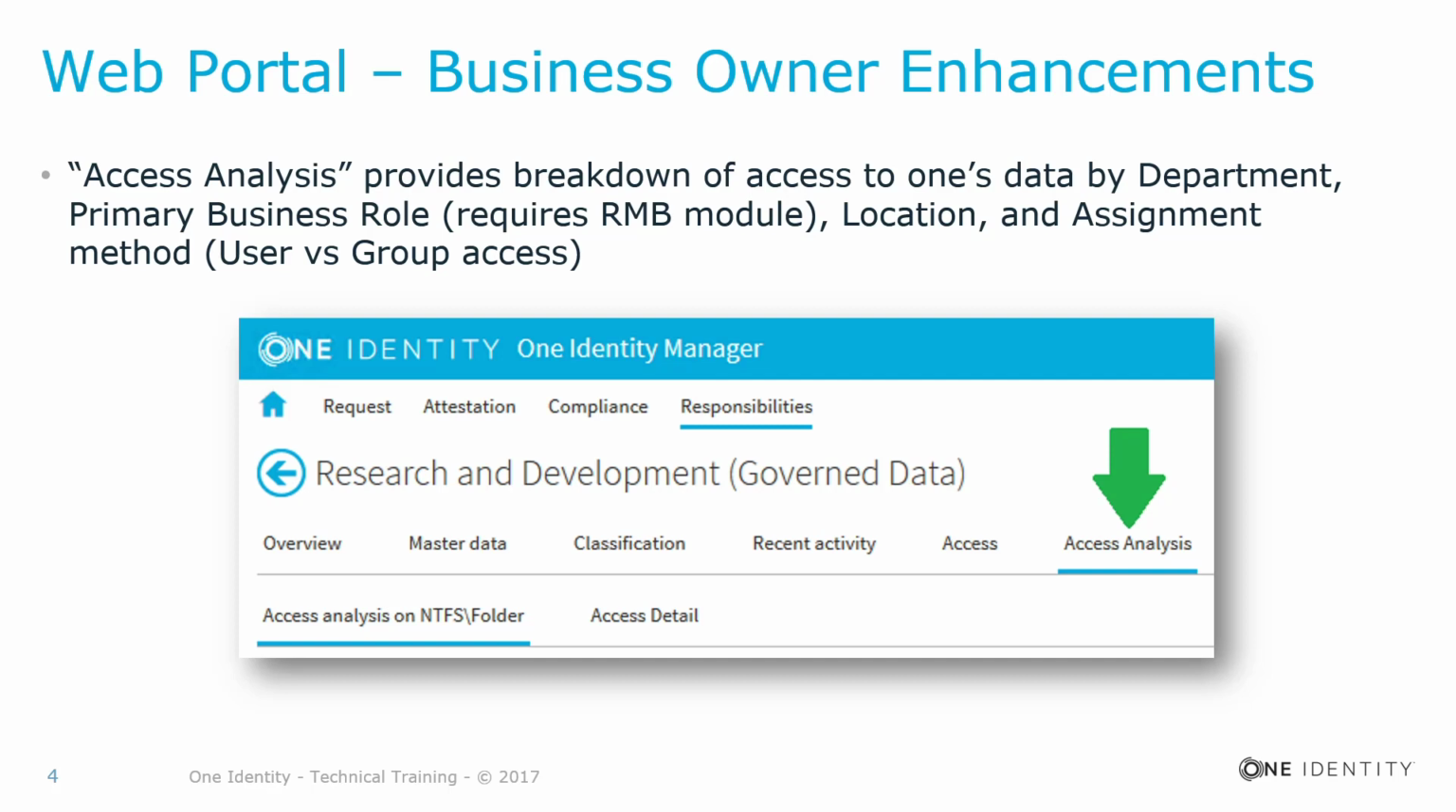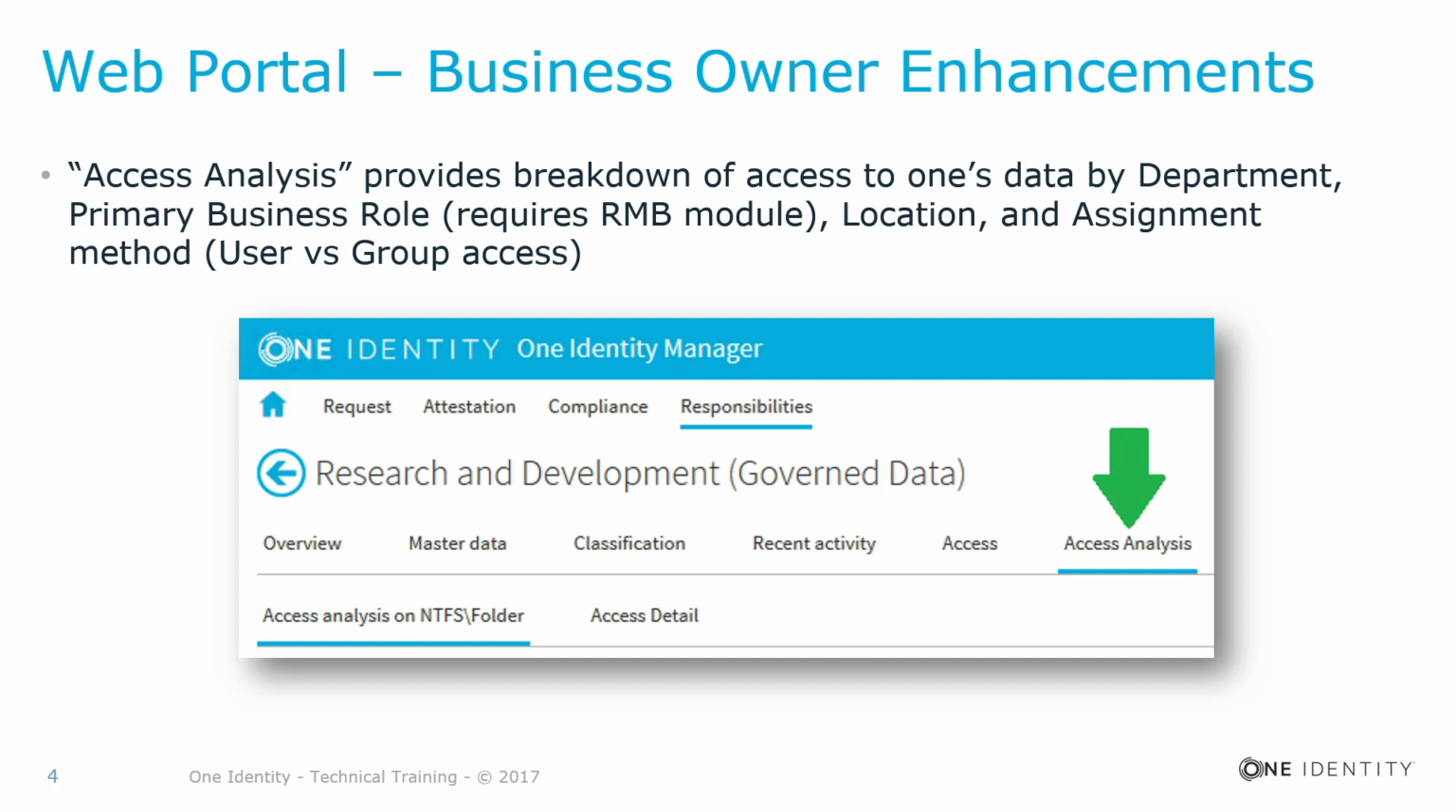And for any particular governed data, so here I'm focused on a folder that I own within a share called research and development, you see this new access analysis tab, and it's alongside the other ones that were previously there in previous versions of DGE, like master data and recent activity. So if you're collecting activity on your file system shares, that would show up there. The new one is access analysis. And again, this provides a bit more of a drill down into some interesting details about the people that actually have access to your data. Things like their location that they're in and their primary role, things like that.